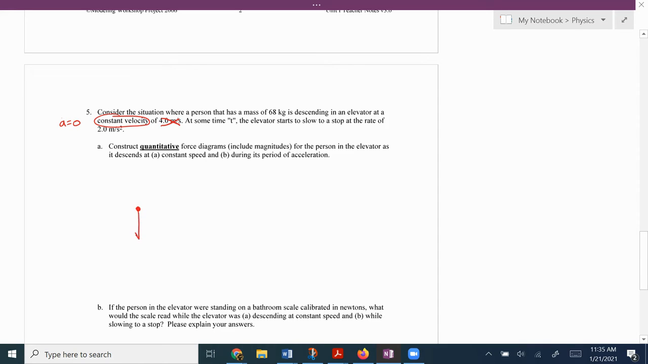So this would be for constant speed, and this would be for acceleration, when it's slowing down. In this case, we've got our force of gravity, and that's going to be the same in both of them, because it doesn't matter whether you're speeding up or slowing down; the force of gravity is the same. If you're moving at a constant speed, then I have to have an equal force to cancel that out. So that's going to be the normal force there.